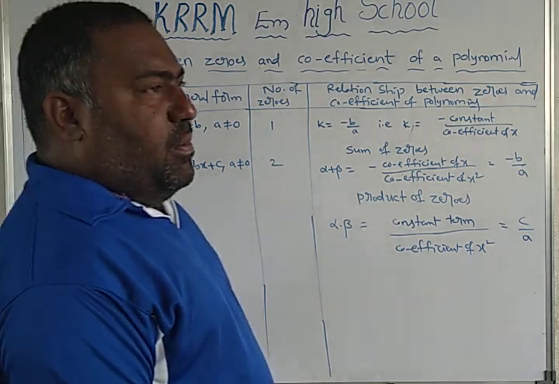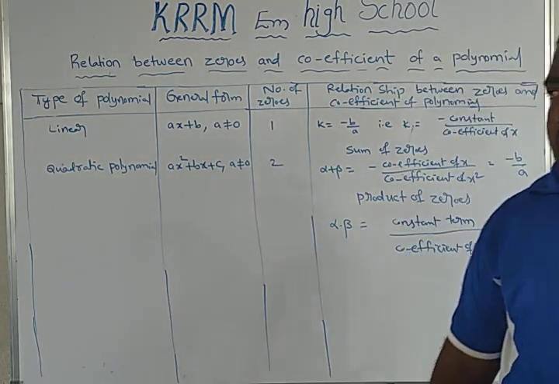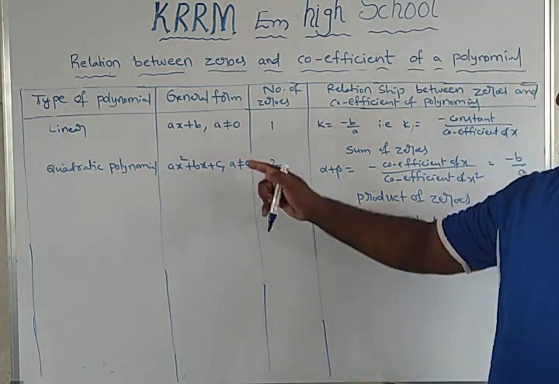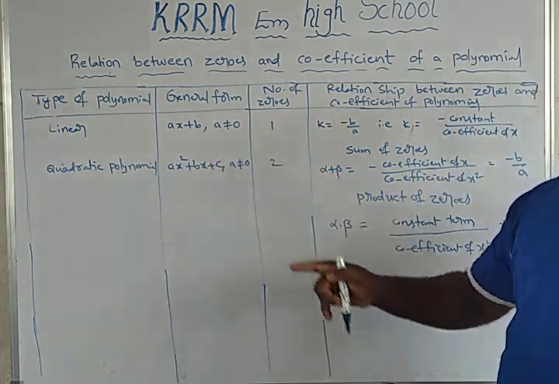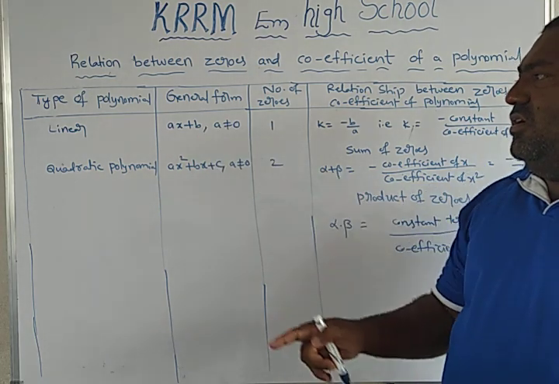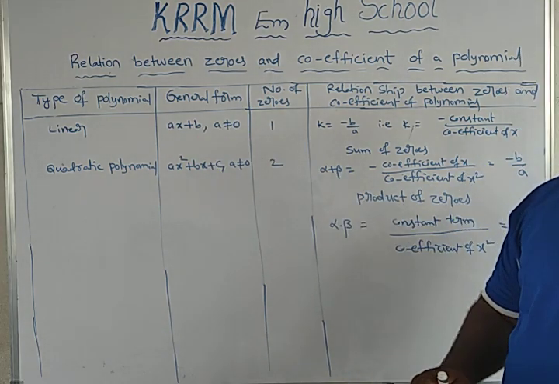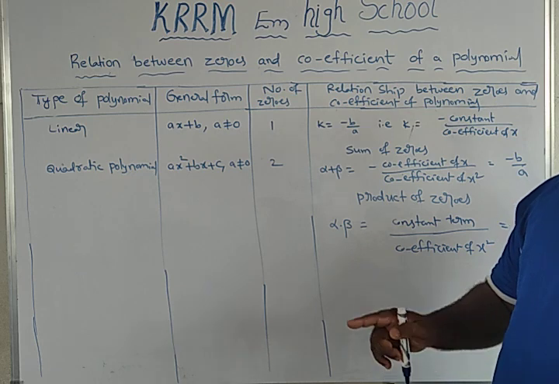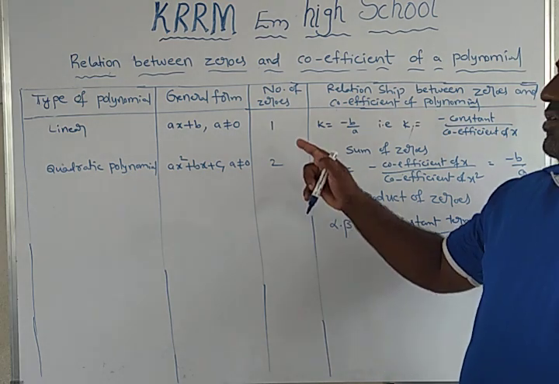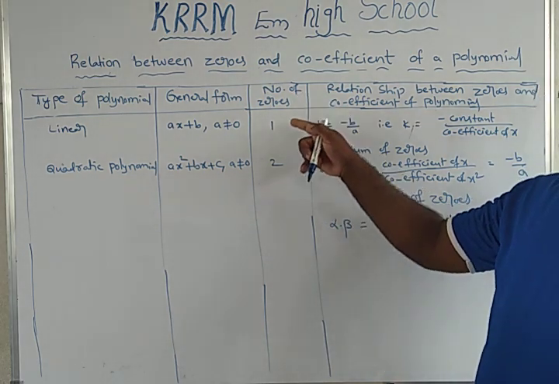So what is the general form of a linear polynomial? The general form of a linear polynomial is ax plus b, and because the degree of this polynomial is 1, it is called a linear polynomial. A linear polynomial has how many zeros? It has only one zero, that means the number of zeros is 1.